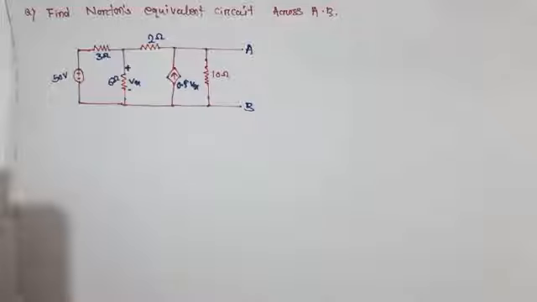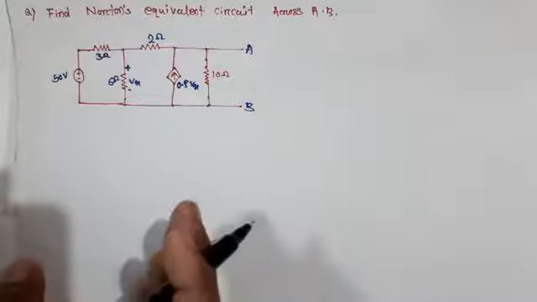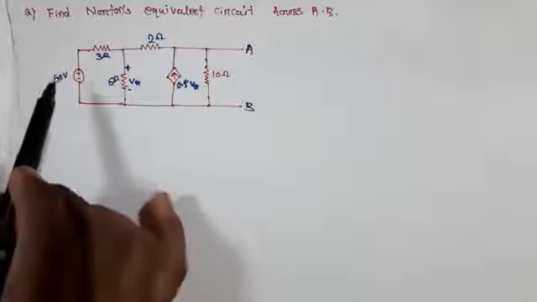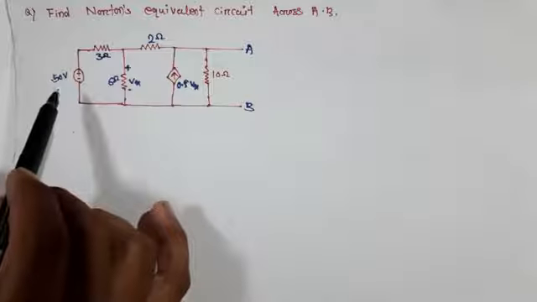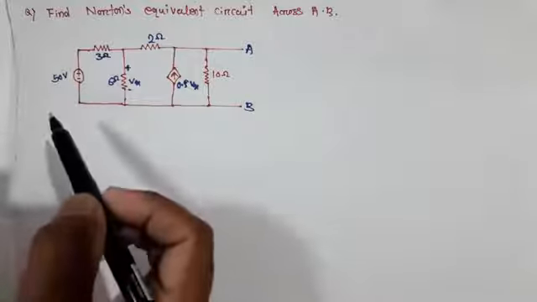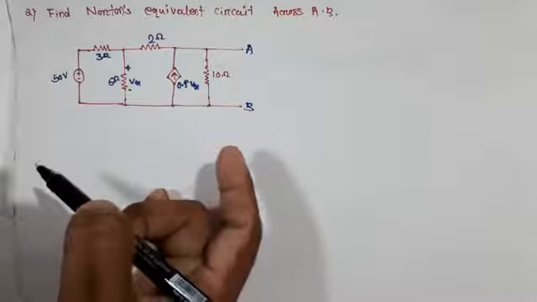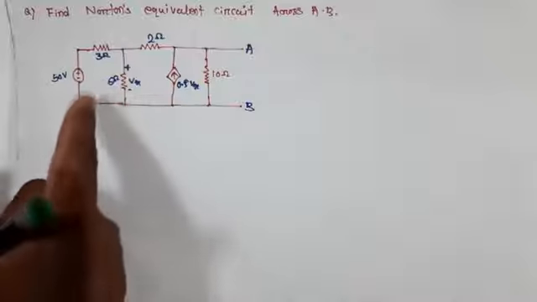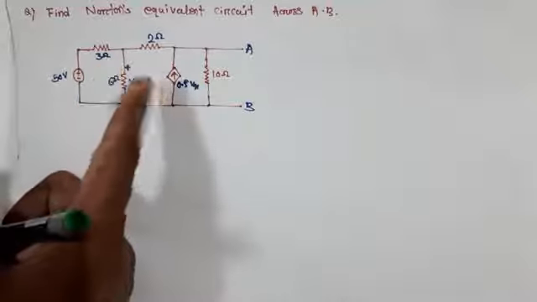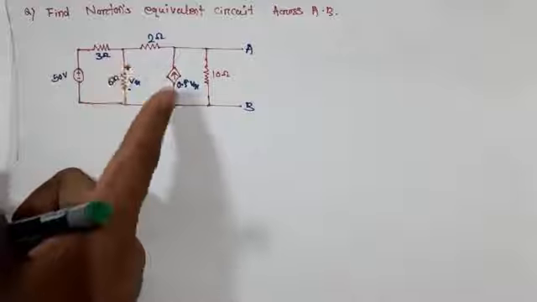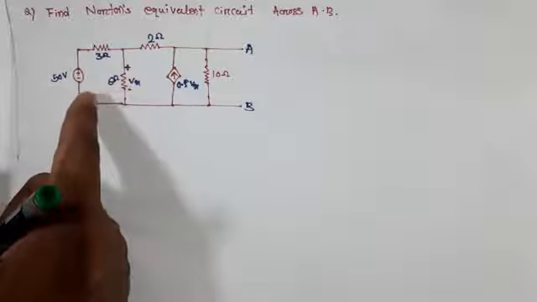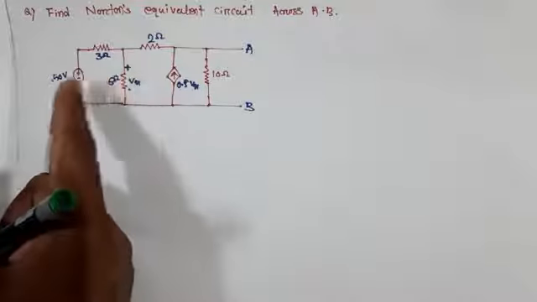Today we are going to discuss how to find the Norton equivalent circuit if dependent sources are present. In our previous video we learned how to find the Norton equivalent circuit if only independent sources are present. But in this case both dependent and independent sources are present. Then how do we find the Norton equivalent circuit?